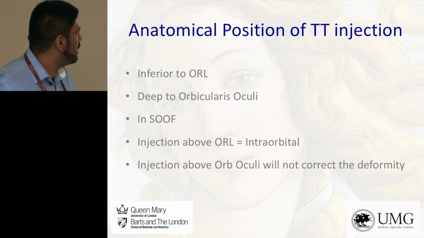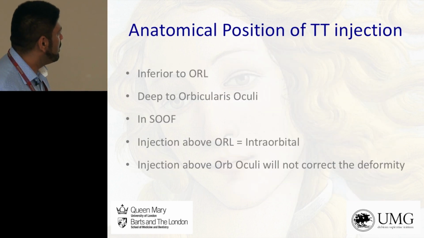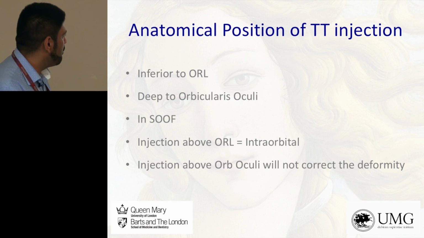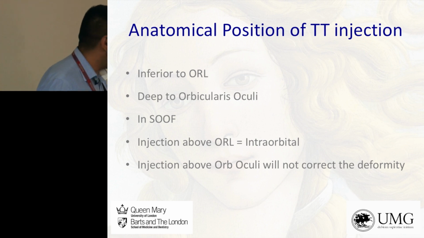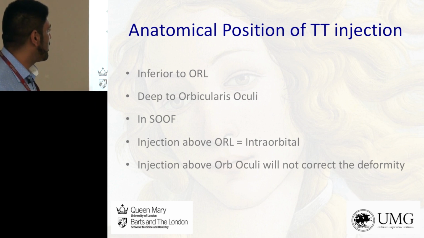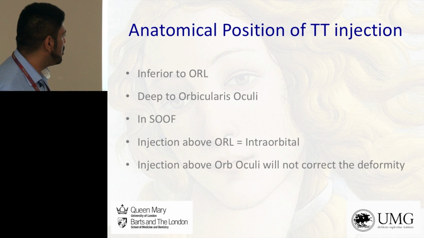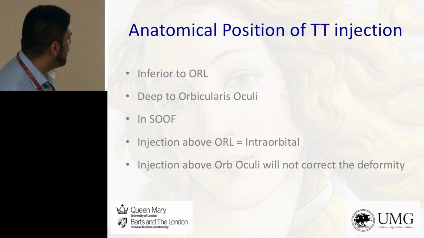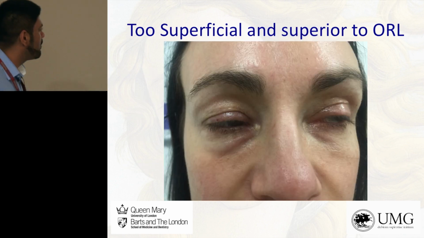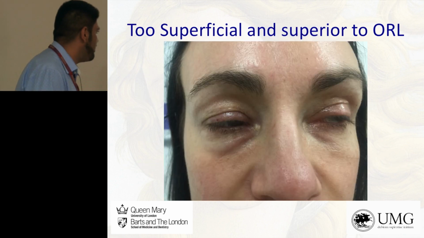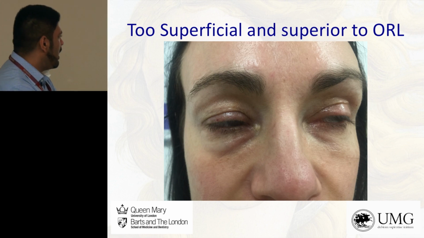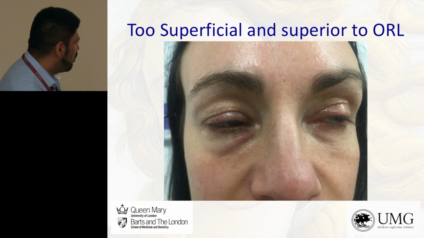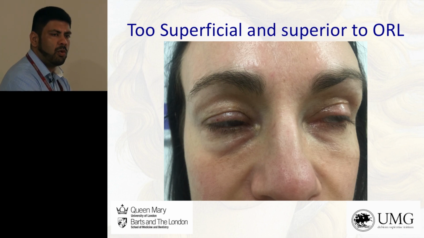So literally, what we need to do with our anatomical position, like I said, was to go inferior to the ORL, deep to the orbicularis oculi, so in the suborbicularis oculi fat pad, and injection above the ORL will result in poor product placement. Now, this is a mistake injection that was sent to me, and literally she came in, she was very upset that this had happened when she'd had a tear trough injection. So what has happened here based on what I've said?